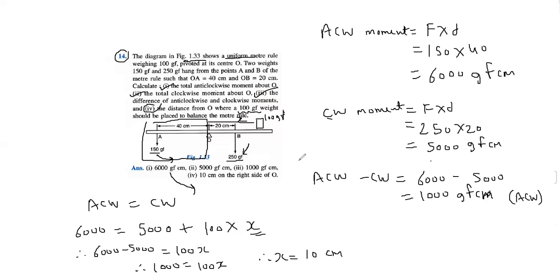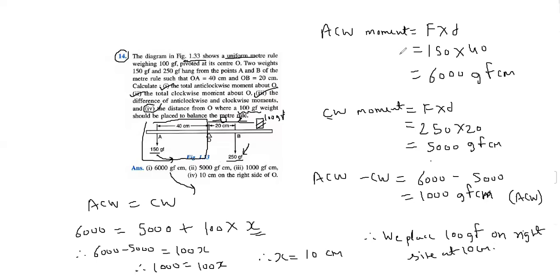So where do we place it? It should not be placed here, it should be placed somewhere here, at this distance. Therefore we place 100 GF on the right side at 10 centimeter. That's our answer.